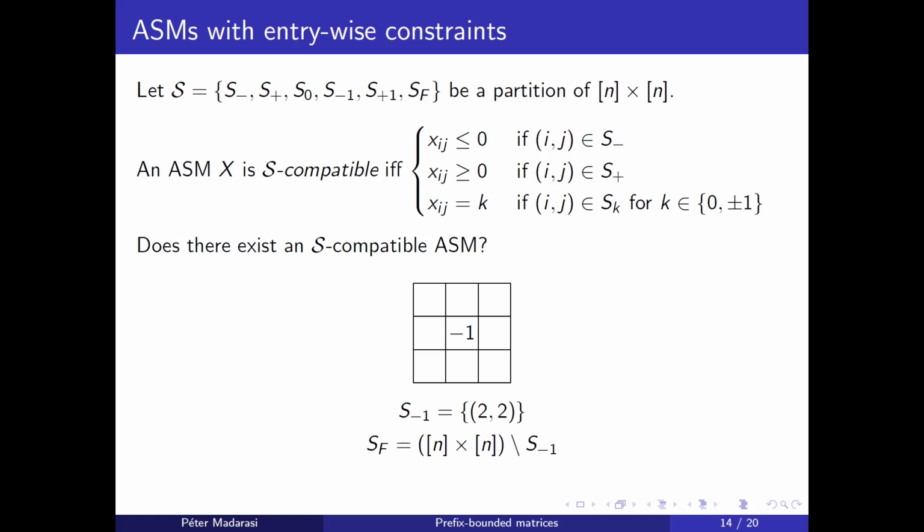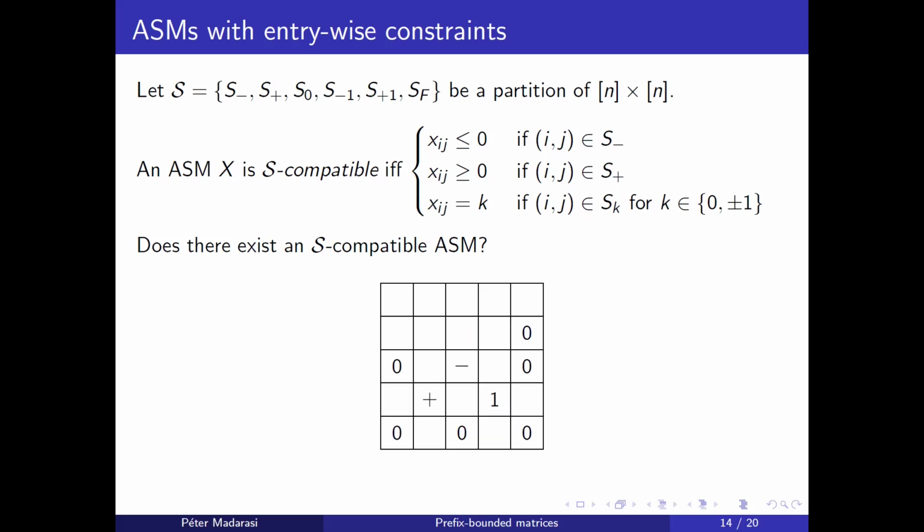Here is an example. Does there exist an ASM that has a -1 in the middle? For this, consider the case when S minus 1 consists of only the position 2,2 and the rest of the positions are in SF. And of course, the answer is that there is such an ASM.